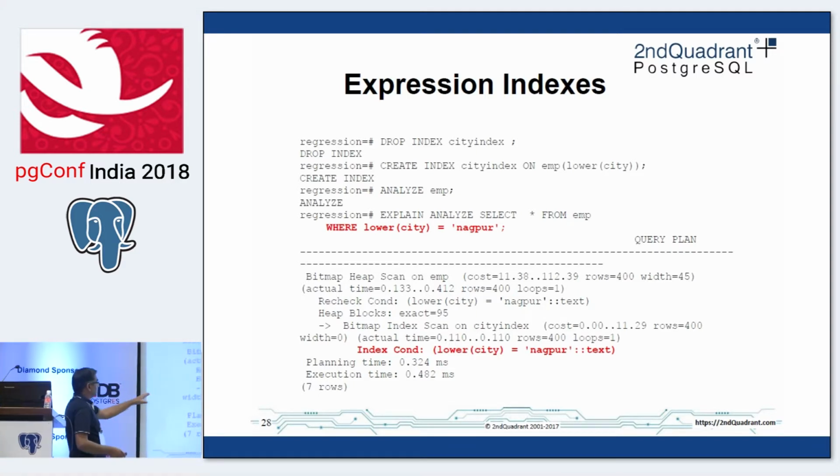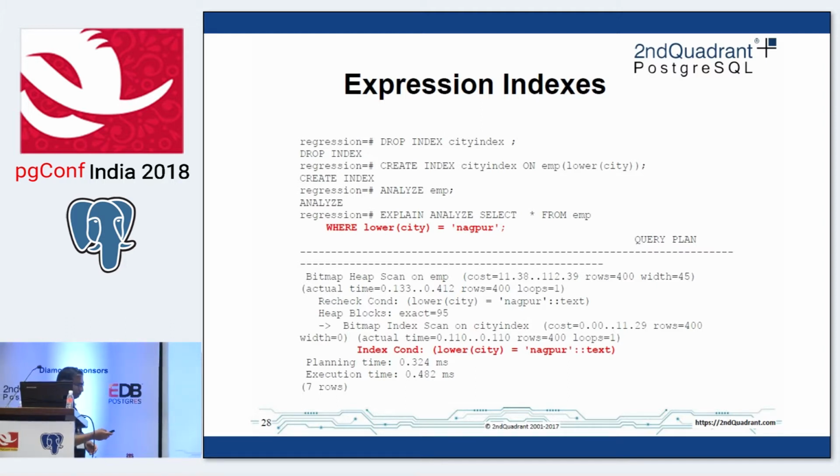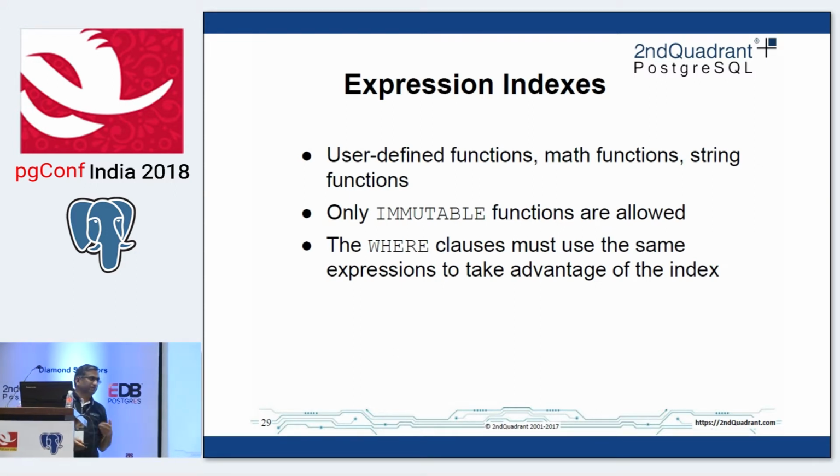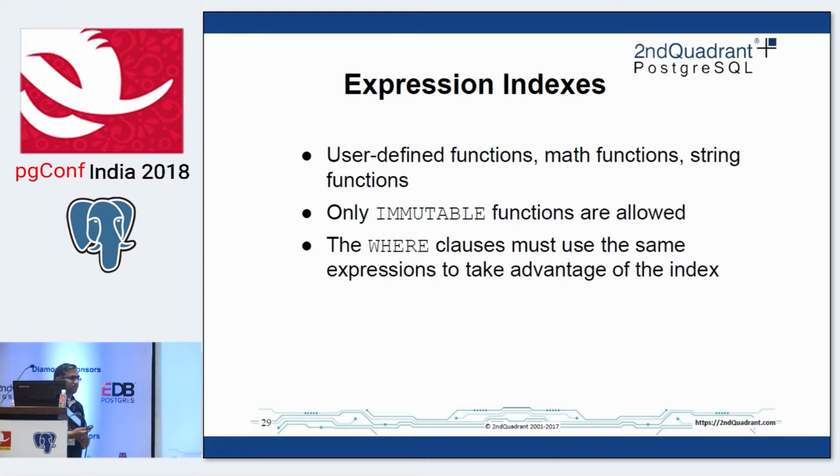Obviously, we are again doing a bitmap index scan for the reasons that we discussed, which is that there are too many duplicates there. So with expression indexes, you can use arbitrary expressions and user defined functions, but Postgres wants all those functions and expressions to be immutable. If you know that a function is modifying database state, and you still mark that as immutable, the planner would be happy to pick that index, but be ready for surprises in your database in that case. Also, the where clause should use the same expression that was used while defining the index for it to make use of that expression index.